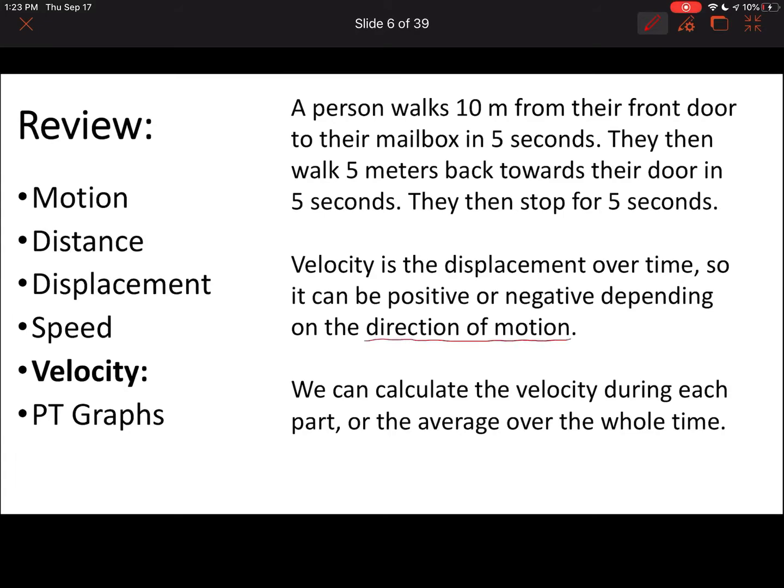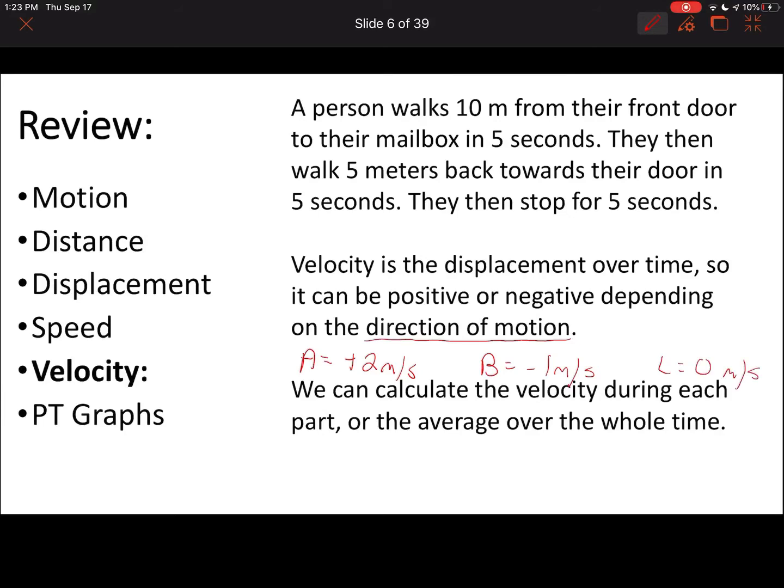We can't actually have a negative speed because you're either moving or you're not moving, but we can move forwards and backwards. And then just like with speed, we can do it over each part or individually. If I wanted to do A, I'd have a velocity of +2. You don't have to write that positive, but you can. For B, we'd have a velocity of -1. For C, we'd have a velocity of 0 meters per second.